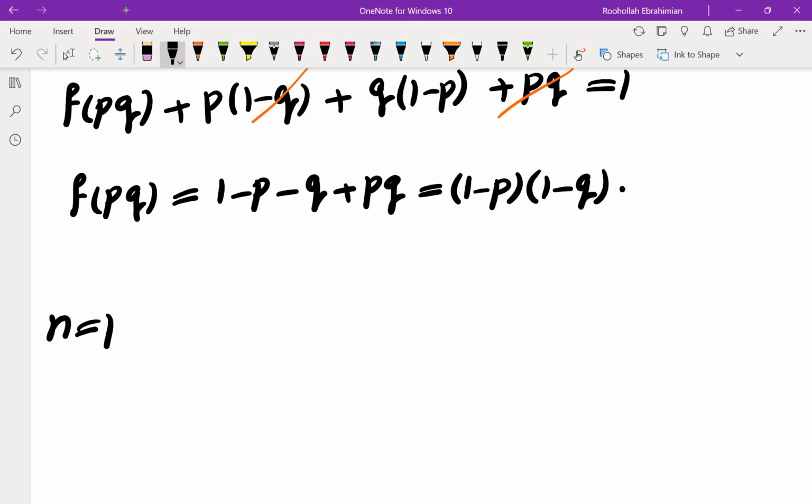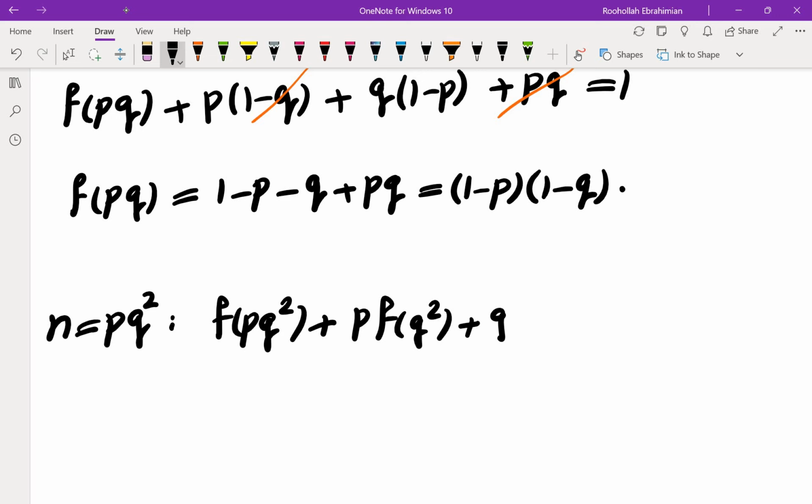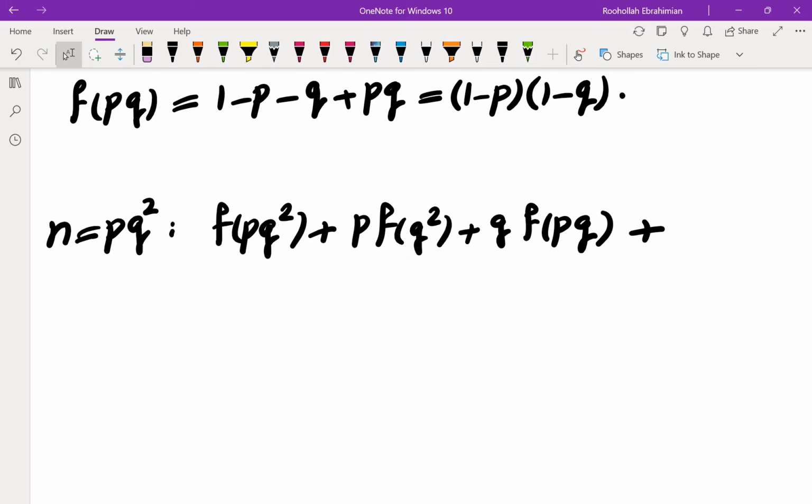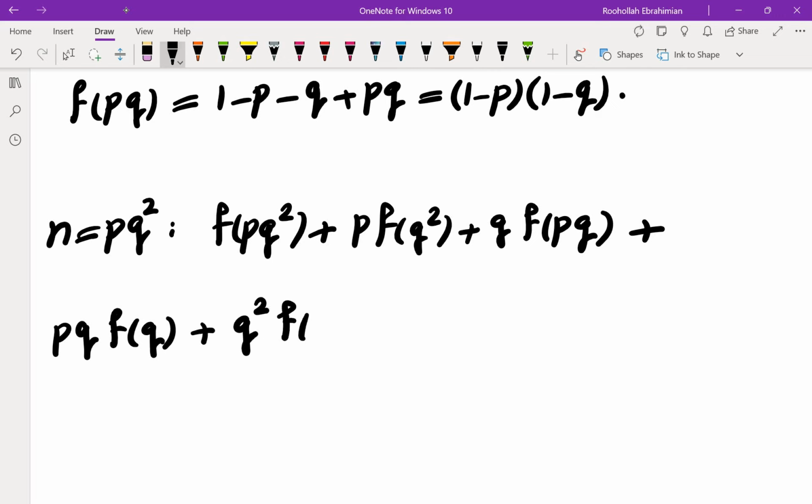We can substitute n = pq² in the assumption that they gave us. So it gives us f(pq²) plus, there would have to be 6 terms because there are 6 positive divisors of pq²: p f(q²), q f(pq), so these are 3 of the divisors. Then we have pq f(q). Then we have q² f(p). So these are 5. And finally the last one is pq² f(1). We know this would have to be 1.